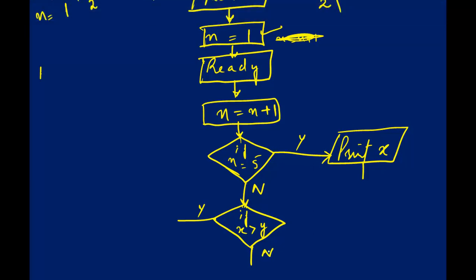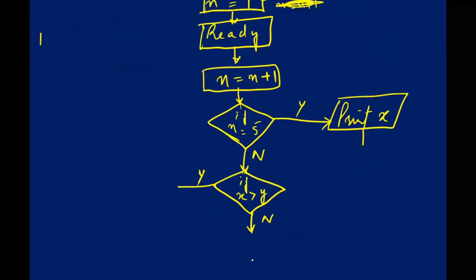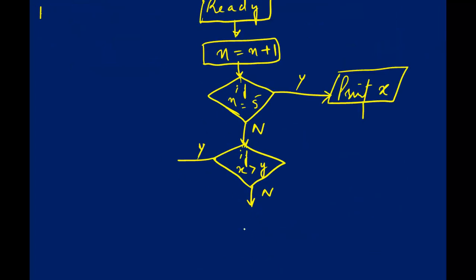This time it is no. And if it is yes, I will show you then what we will do in that case. But in this case it is no, because x is not greater than y. X is only 3. 3 is not greater than y. So what I have to do in that case, I have to assign the value of y into x. So I will write x is equal to y.